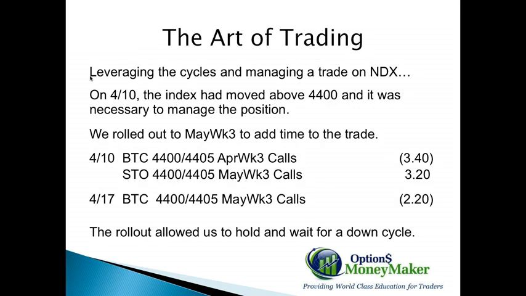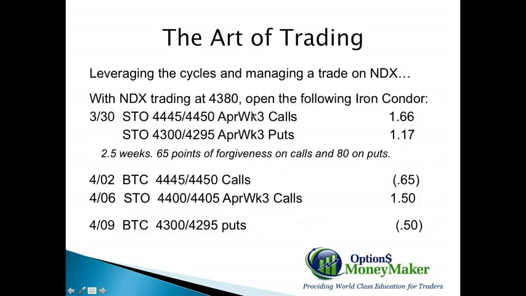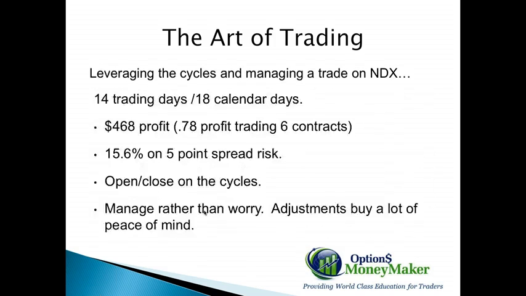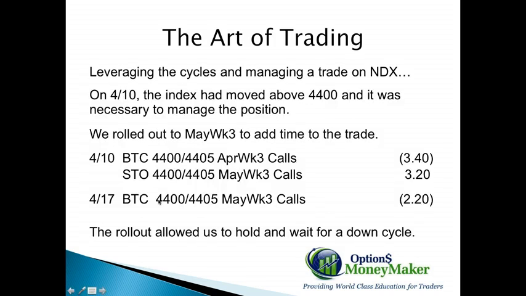On the 10th of April, and I'm going to show you a chart again to help you visually see when we took action on each of these, the index had moved above 4,400. Now, 4,400/4,405 was our new call spread. So our 4,400 was our risk point, and it was in the money. We are doing our 3-question evaluation every day, and we determined our 4,400 call spread is in the money. It's time for us to make an adjustment.